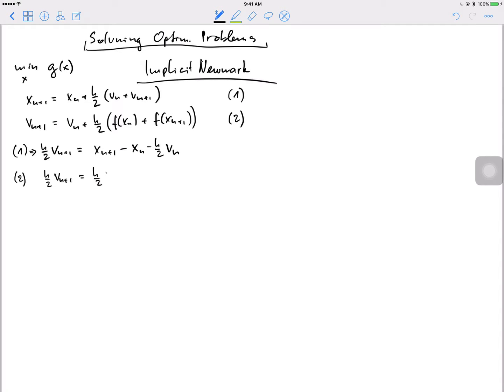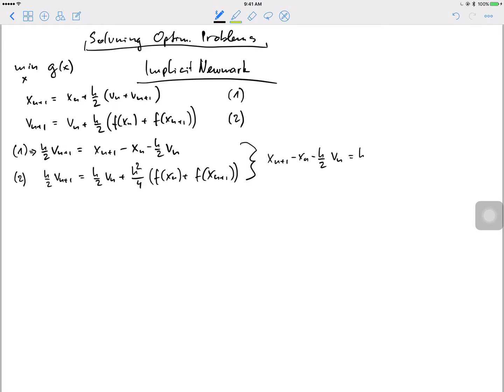It's kind of simple, plus h squared divided by 4, and now f of xn plus f of xn plus 1. All right, so I just took equation number 2 and multiplied both sides by h half. H is the time step, as you know. All right, so now I can put both of these things together, right, because the left-hand side is exactly the same. And what I'll see is that xn plus 1 minus xn minus h half Vn equals, let me do baby steps here, h half Vn plus h squared over 4. And here is f of xn plus f of xn plus 1. All right.